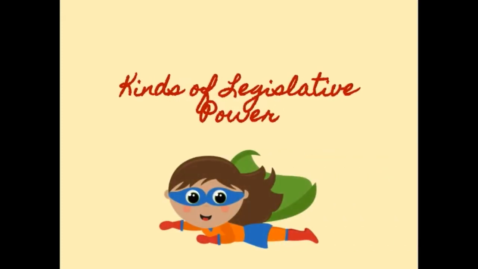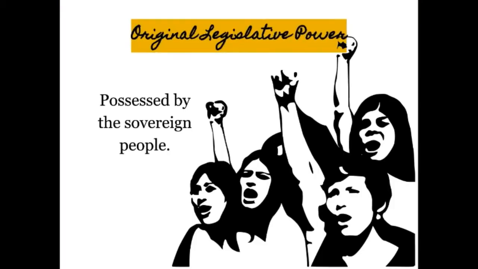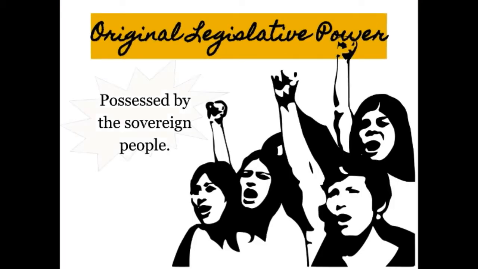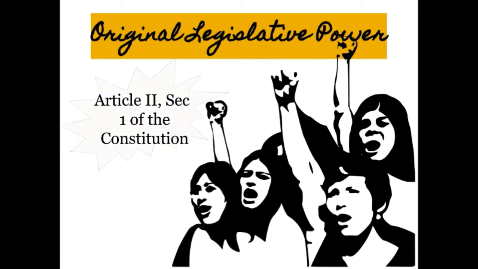We've already discussed the definition of legislative power and to whom it is vested upon. Now we will discuss the different kinds of legislative power. Generally, we have two. The first of which is the original legislative power, that possessed by the sovereign people. Remember that in the Declaration of Principles and State Policies, that is Article 2, we stated that sovereignty resides in the people and that all government power emanates from them.